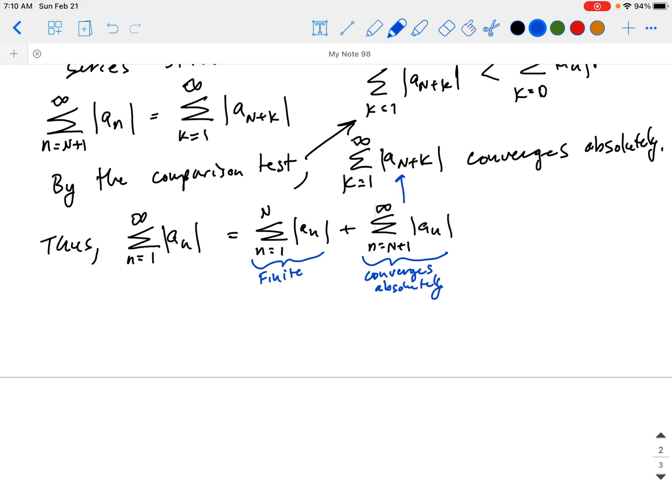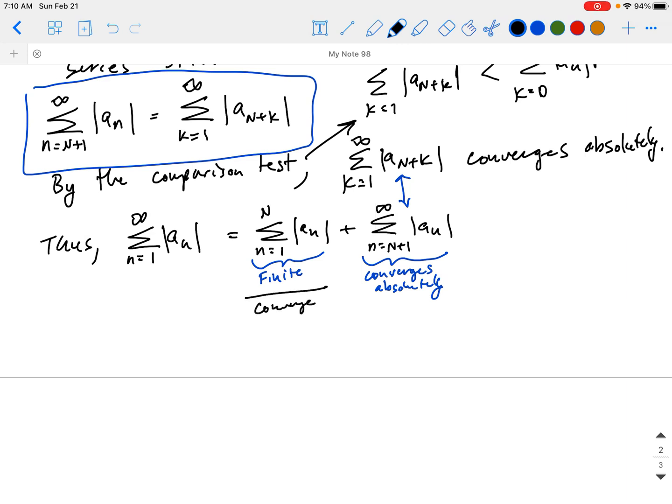So note this series is equivalent to this series. That was what the statement over here was for. So that part converges absolutely. If we have a finite sum, that clearly converges, plus this infinite sum, which we know converges absolutely. Well, the sum of two convergent series is also convergent, and both of these converge absolutely. So our original series converges absolutely.